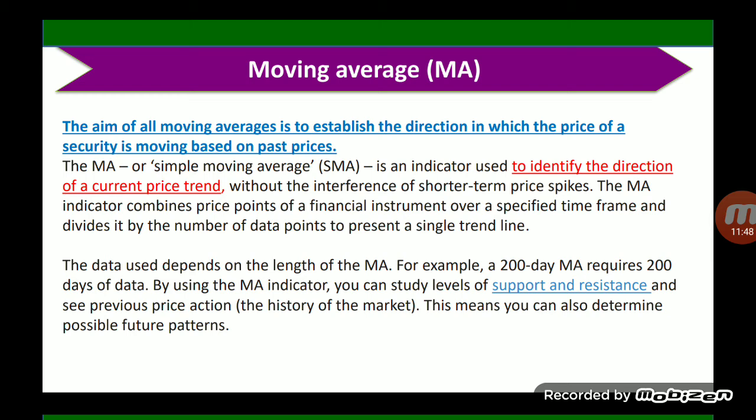By using the moving average indicator, you can study levels of support and resistance, and see previous price action. This means you can also determine possible future patterns. So based on the past price trend, you can determine possible future patterns. You can identify the support and resistance.